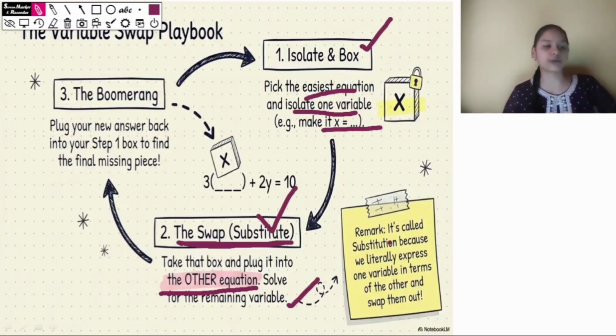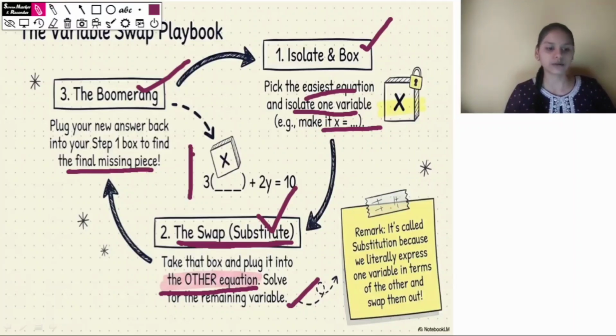Second is substitute. The third is boomerang. Now, what is boomerang? Plug your new answer back into your step 1 box to find the final missing piece. I know you're not able to understand it yet, but this is how you're going to do it.